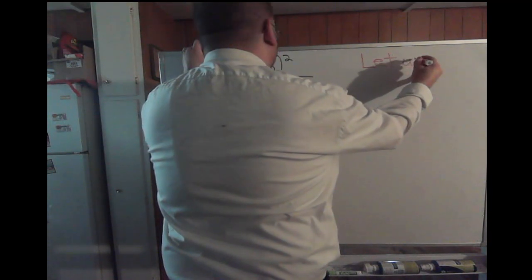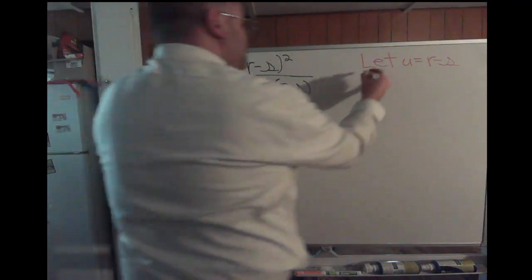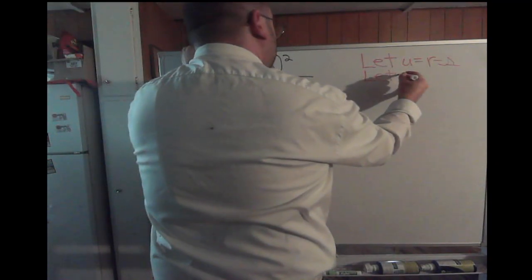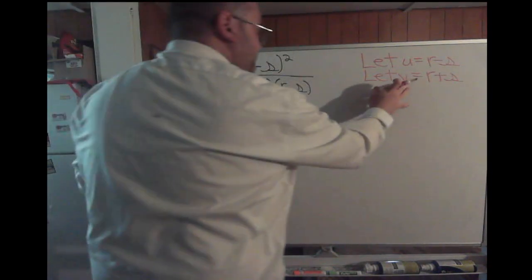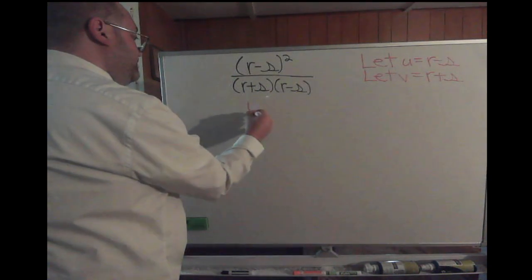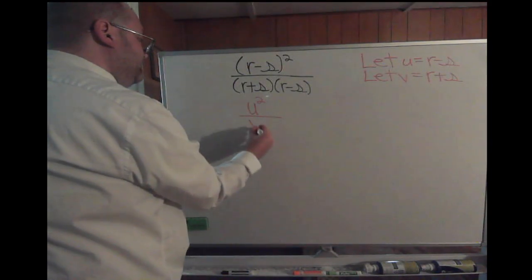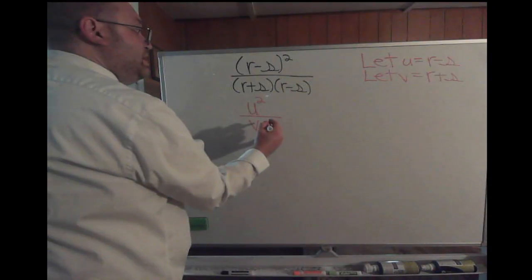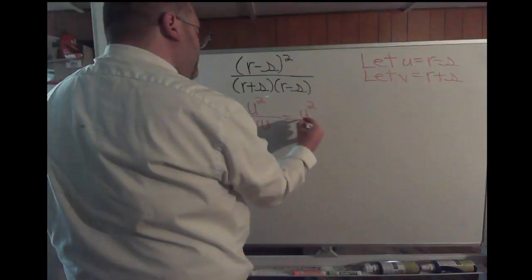Let u equal r minus s. I would say that. Let u equal r minus s. We'll let v equal the r plus s. All right, so now we've defined variables for substitution. Now your r minus s, that was u, you'll have u to the second power over r plus s, that's v, then r minus s, that's u, over v times u, which we can rewrite as u squared over uv.